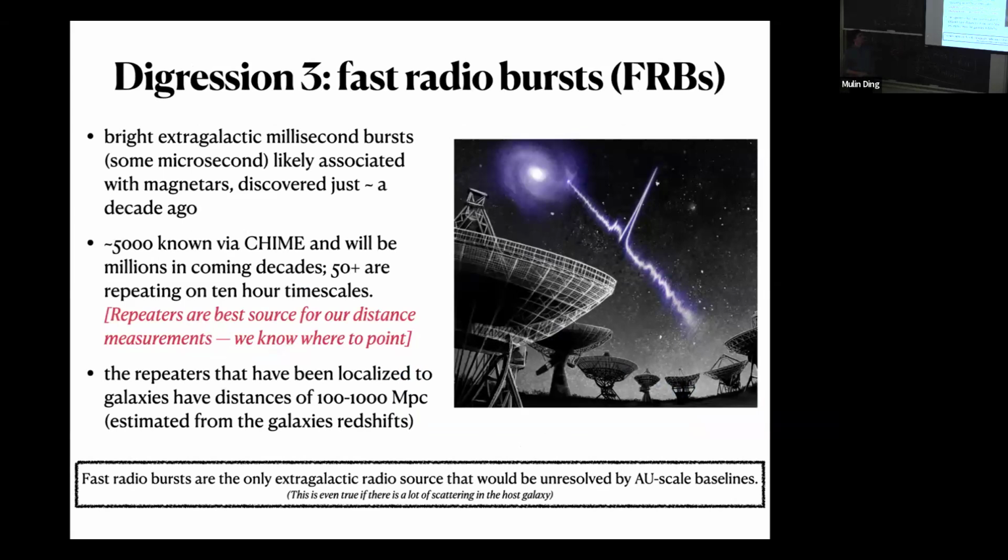Next digression. Fast radio bursts. Has everyone heard of fast radio bursts? Okay, so they're these extragalactic millisecond bursts that were amazingly discovered just a little bit more than a decade ago. Although there was an earlier burst that had been reported in 2007 that eventually was identified with this class of events. We currently know about 5,000 via the CHIME telescope. But the prediction is that this will become millions in the coming decades.